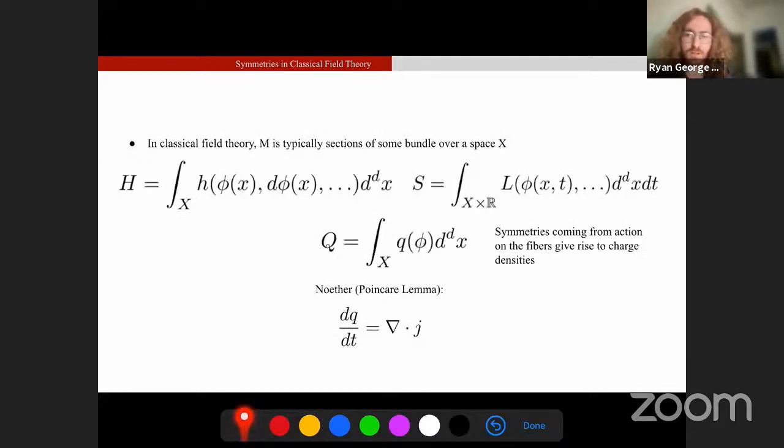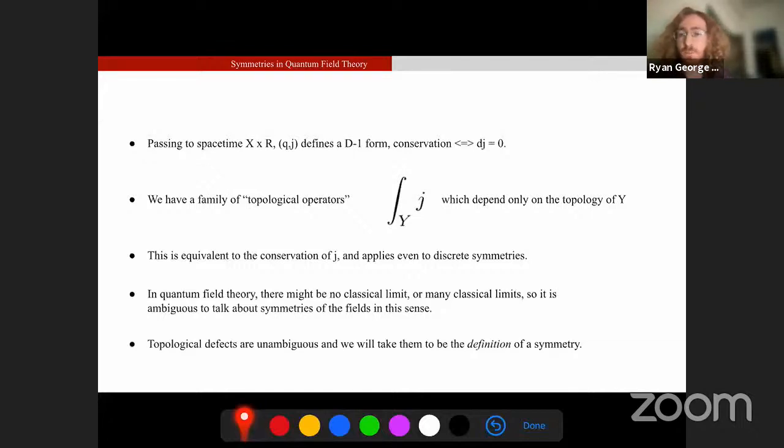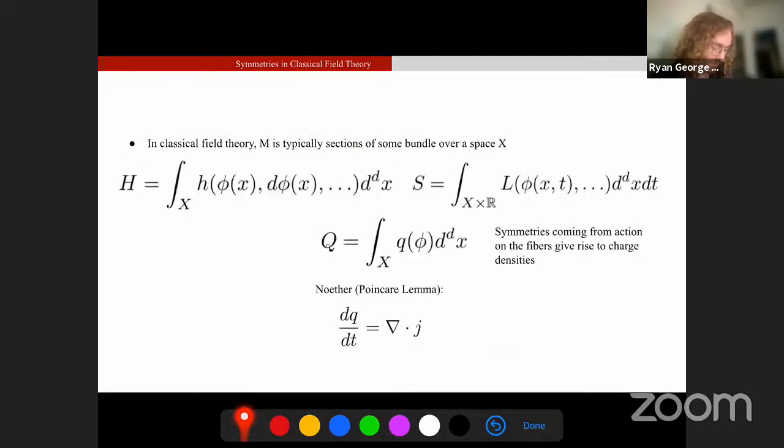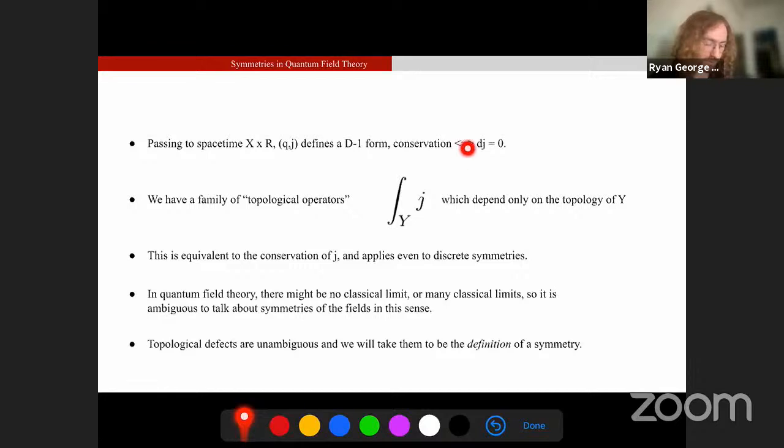So this uses locality in a strong way, right? The fact that everything is an integral of some local quantity. So we're going to be encoding locality in how we generalize this conservation law. Okay, so if we pass to space-time, so we take X maybe times time, or it doesn't matter what the global structure of space-time is, we can collect q and this vector field j into a D minus one form. Big D is the space-time dimension. I'll abuse notation now, and I'll just write qj as j, because I'm not going to split it into these components anymore. And it turns out that this conservation law is just the fact that this D minus one form is closed. So this d is the exterior derivative.